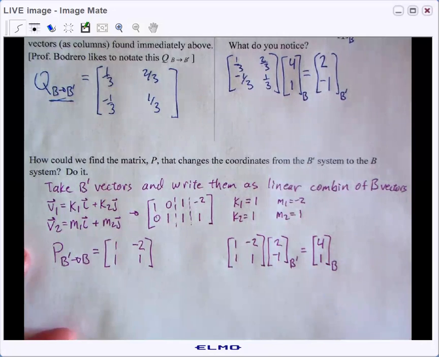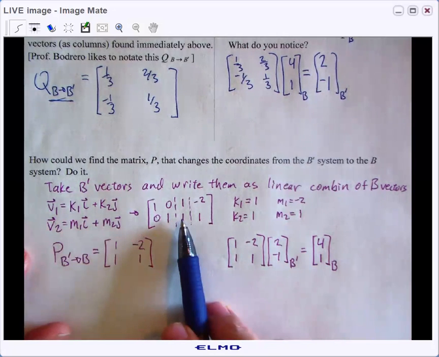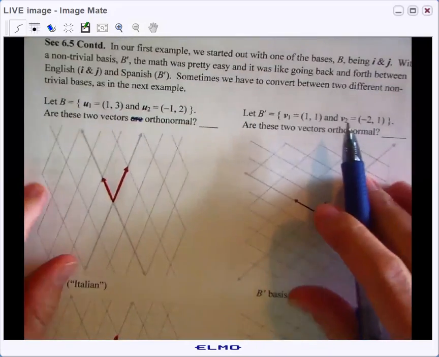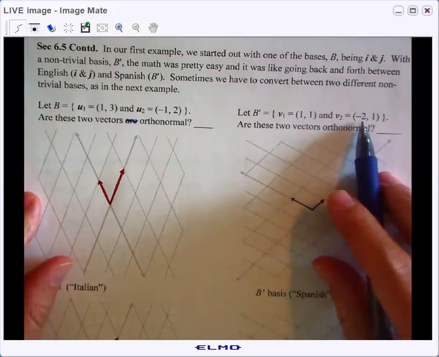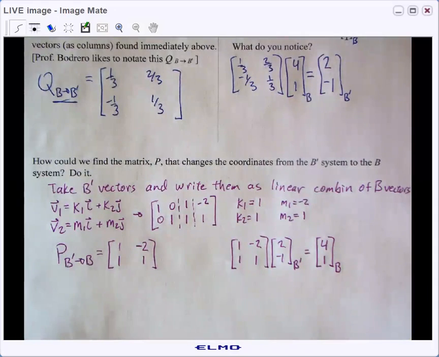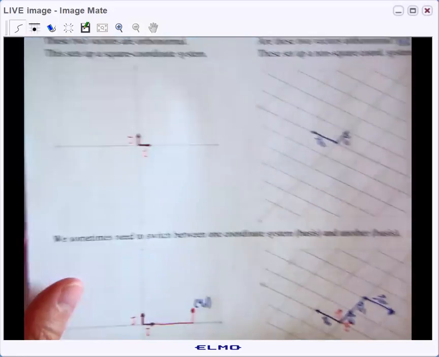Now, why did this work out so nicely? Well, when I told you the V1 and V2 vectors, I had to communicate to you. Whoops, sorry, I grabbed the wrong paper here. So that's the one I wanted to talk about.